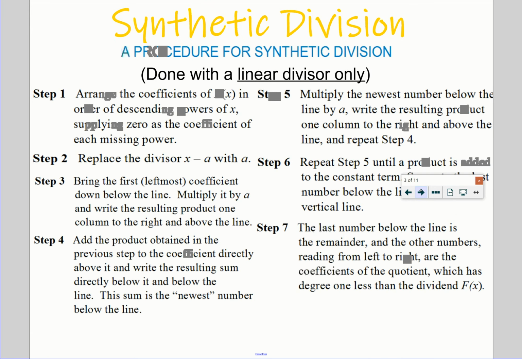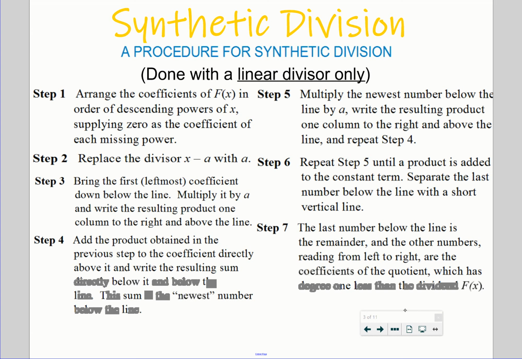Now, there is long division of polynomials, which we do not cover. What we're going to talk about is synthetic division of polynomials. Synthetic division is when you have a linear divisor, meaning what you're dividing in, the highest power is a 1. If it's a higher power than that, you would have to use long division, which again is not something that we're going to discuss.